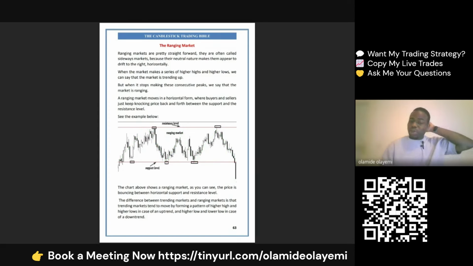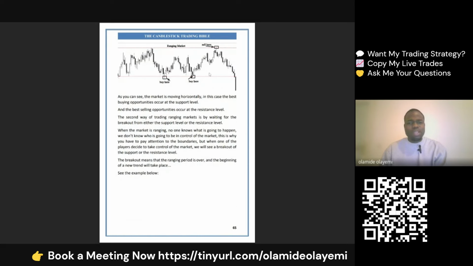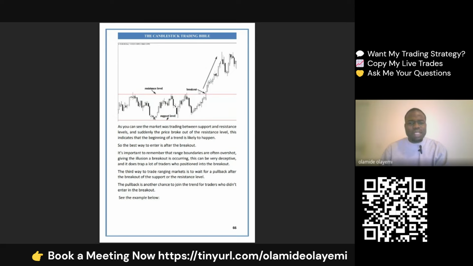You have to be careful when trading in the ranging market, because you need to know when it has gotten to the higher high, and when it has gotten to the lower low. Here, that's where you need to draw a line to specify that, before you take your trade. There's something you also need to know, which is called the breakout.